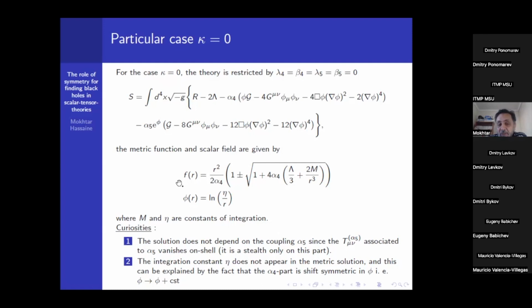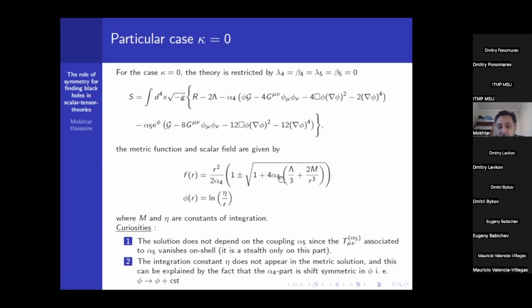It turns out that for this solution, the stress tensor T mu associated to this piece vanishes identically. For any value, of course, it's insensitive to alpha 5 because all the pieces that depend on alpha 5 vanish for this solution. This is what in the literature is called a state. And also you can explain why this solution has a free integration constant for the scalar field. This eta does not appear in the metric.